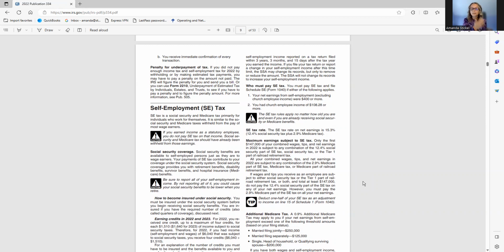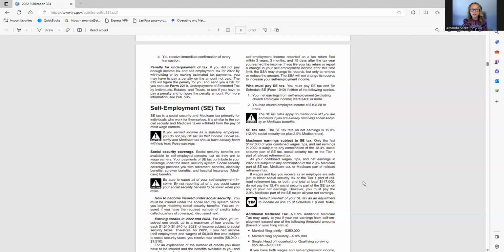Who must pay self-employment tax? You must pay self-employment tax and file Schedule SE with the Form 1040 if either of the following applies. 1. Your net earnings from self-employment, excluding church employee income, were $400 or more. 2. You had church employee income of $108.28 or more. Caution, these self-employment tax rules apply no matter how old you are and even if you are already receiving Social Security or Medicare benefits.